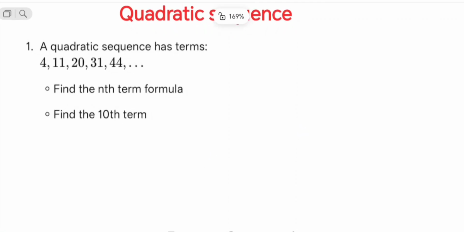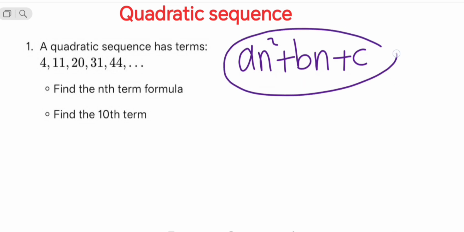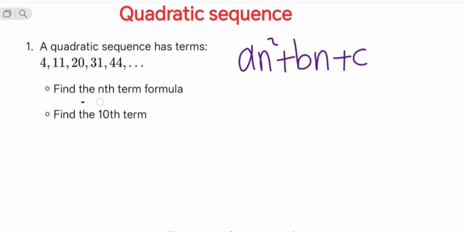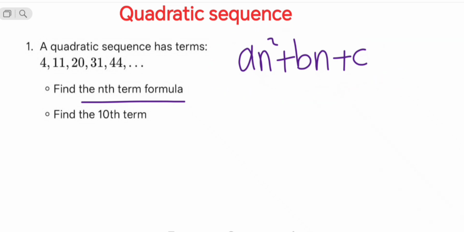Today we are going to learn what a quadratic equation is. Look here: an² + bn + c. This is a quadratic sequence. This is the general formula, whatever they are asking us to find, for example, find the nth term. So we have to find this format. This is the standard form of a quadratic sequence, same as a quadratic equation or expression.